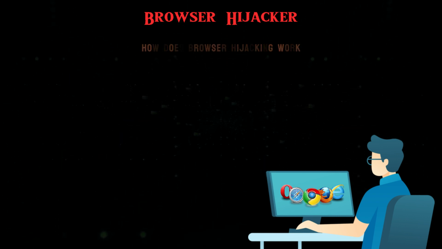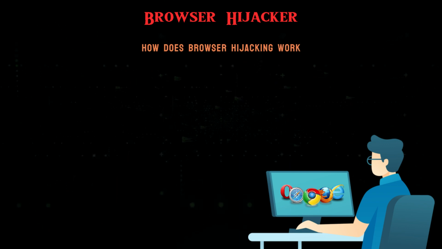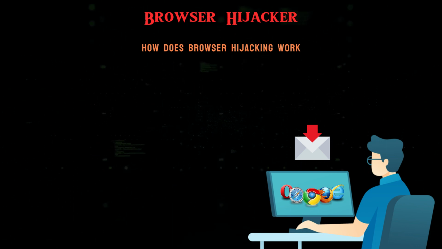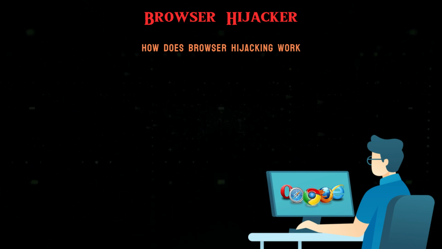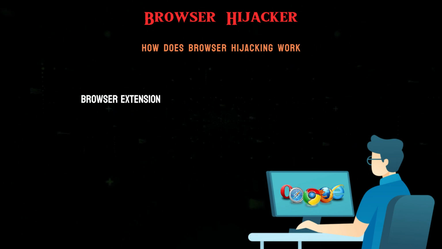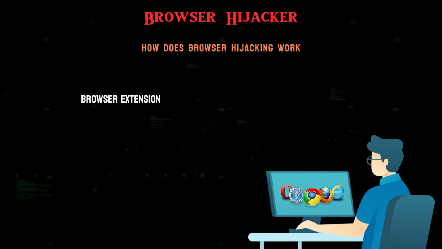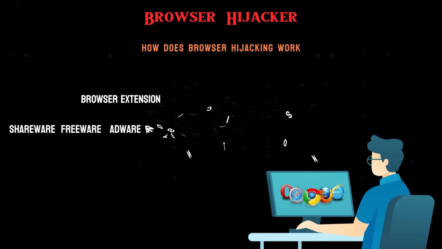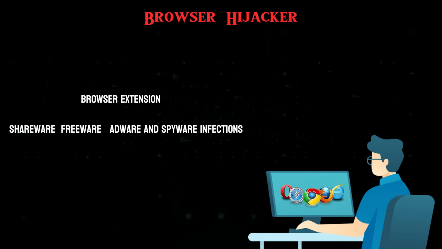How does browser hijacking work? Browser hijackers can infect devices through malicious email attachments, by downloading infected files, or by visiting infected websites. The browser hijacking software could be bundled with a browser extension or be part of the software. Browser hijackers can also originate from shareware, freeware, adware, and spyware infections.